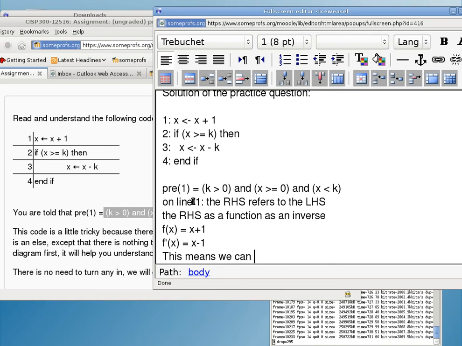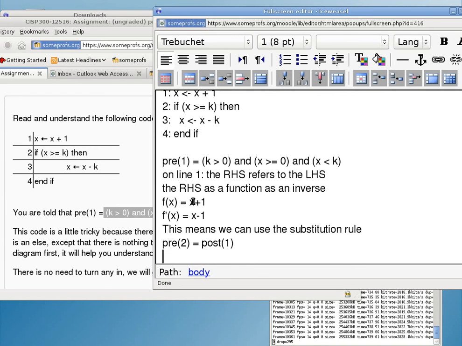This means we can use the substitution rule. Are we okay so far? Okay. So when we use the substitution rule, we are basically saying we apply the substitution operation on pre-1, because pre-1 is already given to me. I don't need to question why that is the case. We replace any mentioning of the variable that is on the left-hand side of line 1 with f prime, which is the inverse function, applied to x.